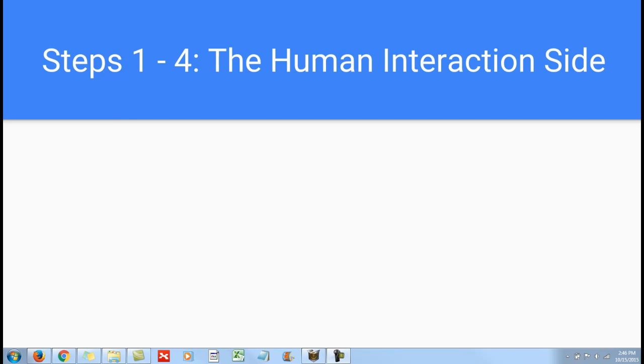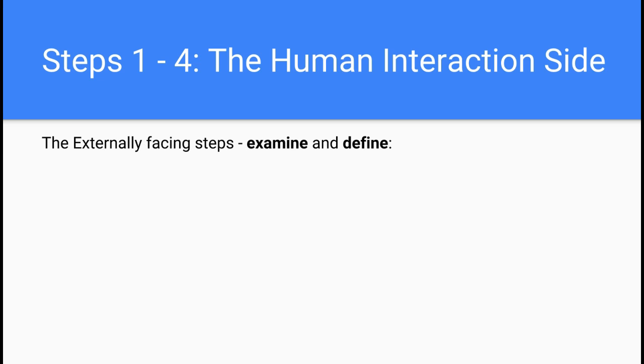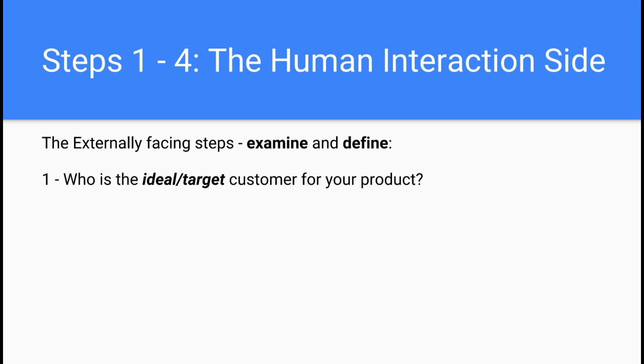Okay, here we are at the actual steps, and I'm going to do a very quick run through the 9 steps, starting with steps 1 through 4. The reason they're separated is that one series of steps is facing outside and the other is facing inside. Steps 1 through 4 are called the human interaction side, and they're externally facing. Basically, what I mean by that is the intersection where your product and your company and the support and your customers meet. We will examine and define who is the ideal customer for your product.